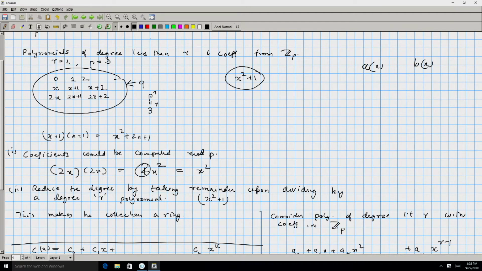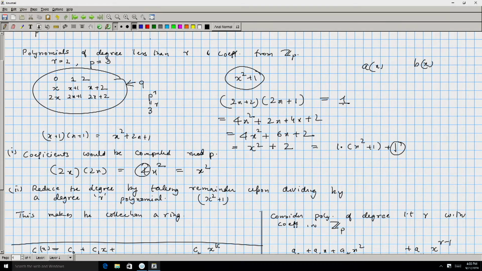So, let us see the example of one particular multiplication. If we took 2x plus 2 and multiplied with 2x plus 1, this is going to be equal to 4x square plus 2x plus 4x plus 2, that is 4x square plus 6x plus 2, and the coefficients have to be converted mod 3. You will get x square, because 3x square is 0 and 6x is 0 times x. So, that is gone, and we will get this as x square plus 2, and when we divide this by x square plus 1, this can be written as 1 into x square plus 1, plus 1. So, 2x plus 2 times 2x plus 1 will be reported as 1, because when we divide by x square plus 1, the remainder is 1, and that happens to be one of the elements in the collection.